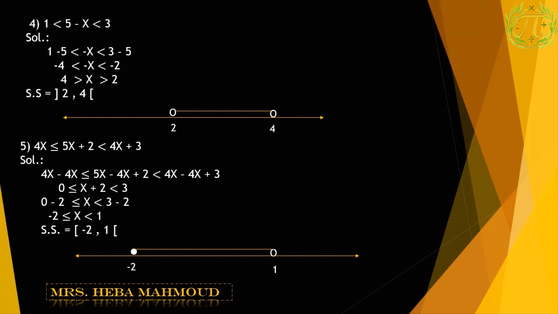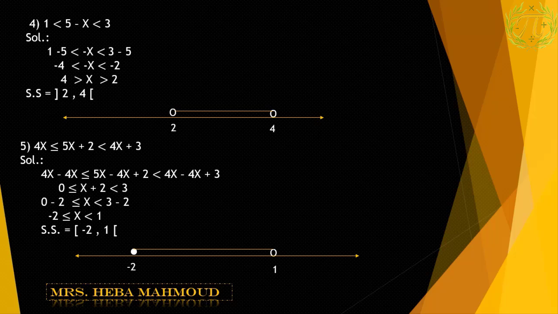Example 5: 4x is smaller than or equal to 5x + 2, which is smaller than 4x + 3. Here we see that the first term and the third term of the inequality have the same number of x. So to remove these, we subtract 4x from all parts of the inequality. So the solution will be 4x - 4x smaller than or equal to 5x - 4x + 2, smaller than 4x - 4x + 3. The first term, 4x - 4x, will be 0, smaller than or equal to 5x - 4x, which will be x + 2, smaller than 4x - 4x, which will be 0, and 0 + 3 will be 3.